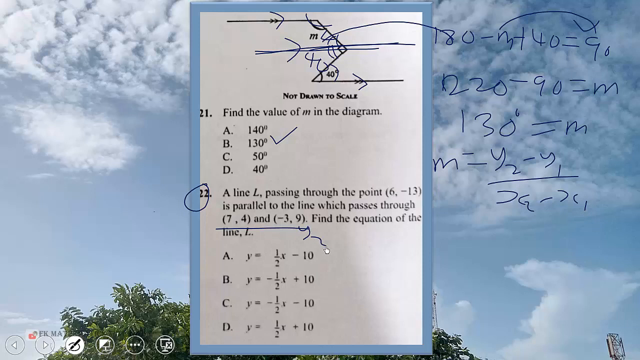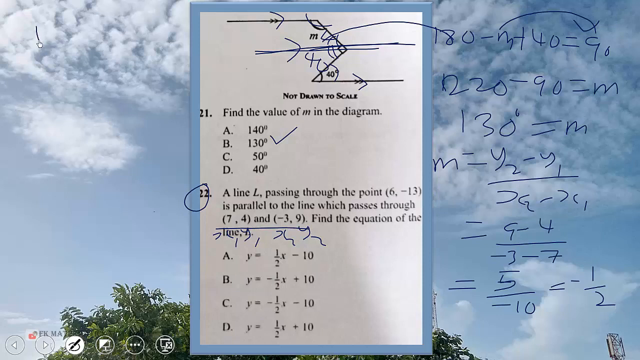If this is y2, x2, and this is x1, y1, then we get y2 is 9 minus 4 over -3 minus 7. We get 5 over -10, and that will give us -1/2. So the equation of the line is given by y minus y1 equals m times (x minus x1).